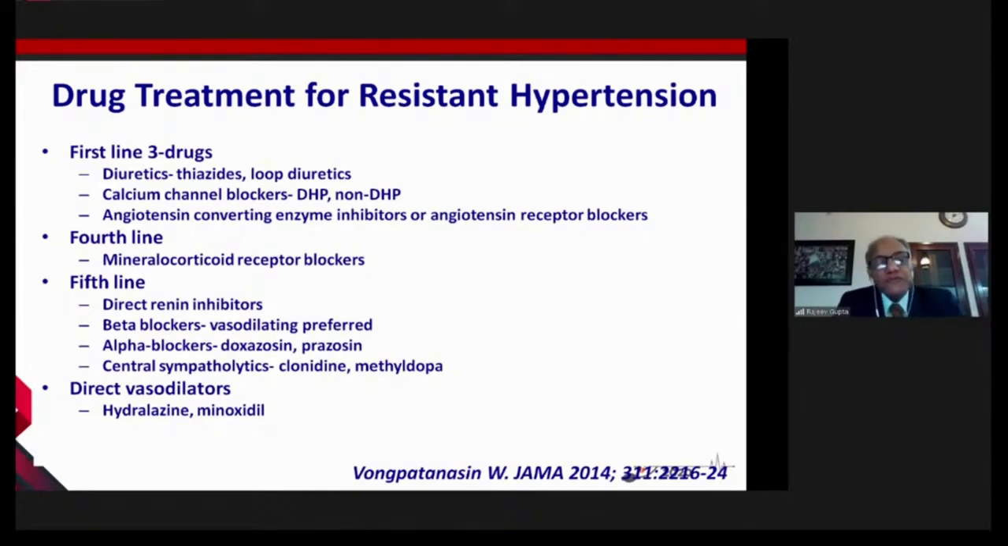Some of these are available to us, like the direct renin inhibitors, like beta blockers. We need to prefer vasodilating beta blockers like nebivolol. Alpha blockers are also available: doxazosin and prazosin. Prazosin is available very well. And then central sympathetic drugs. And beyond that, we have direct vasodilators, which include hydralazine and minoxidil, both of which are available to us.